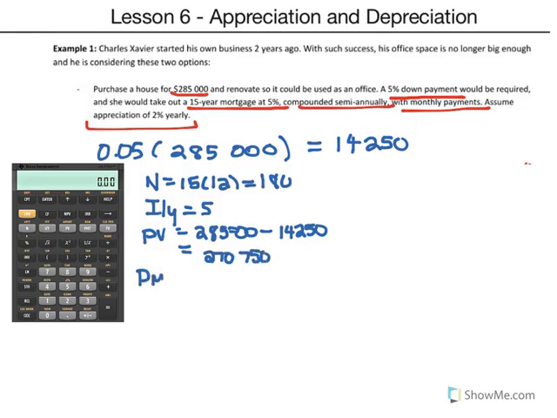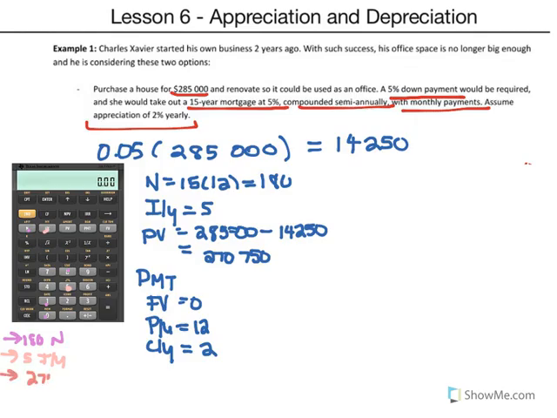We don't know what the payment is, but we know that the future value is going to be 0. The payments per year are 12, and it's compounded semi-annually, so our compounds per year is 2. So we're going to type this into our financial calculator. First we'll start with N, so we'll type 180 N. Then we're going to type 5 IY. Now we're going to type 270,750 as our present value. Our future value is 0, so 0 for future value.